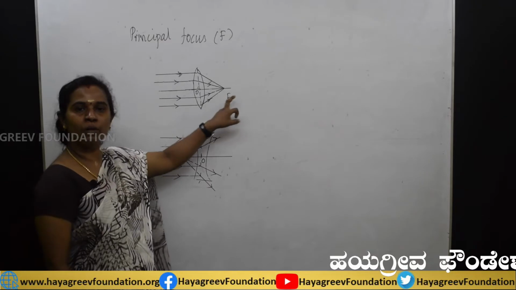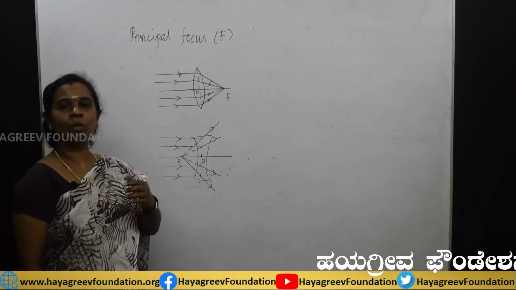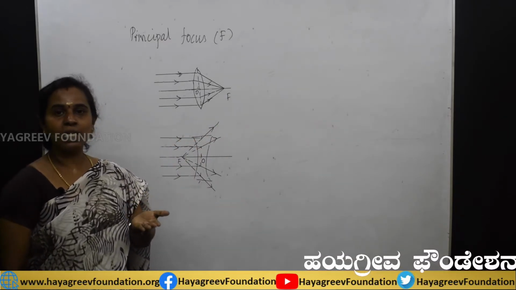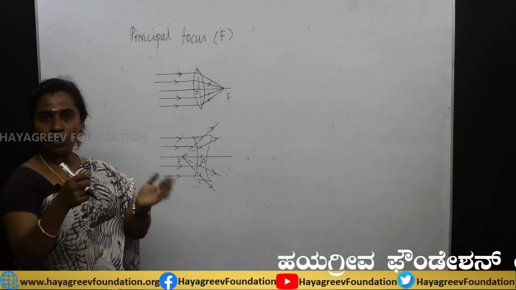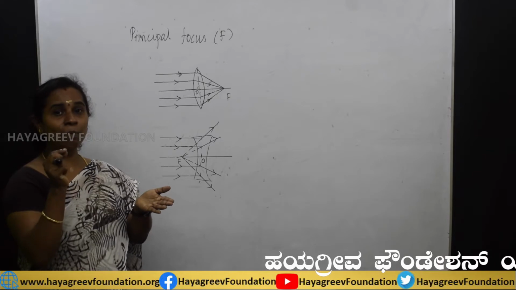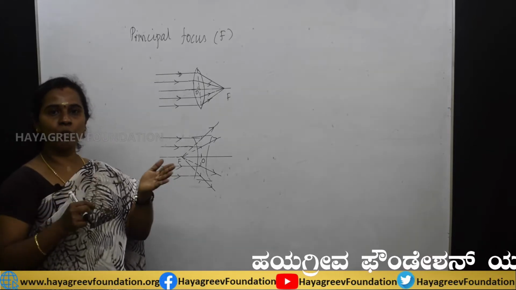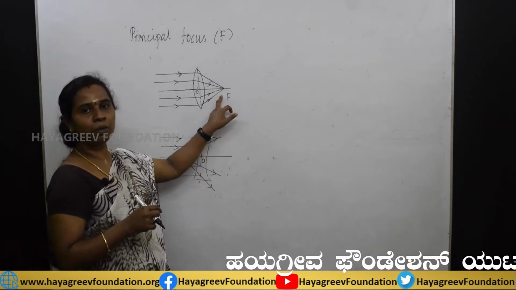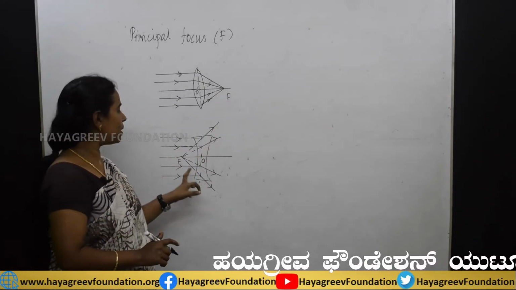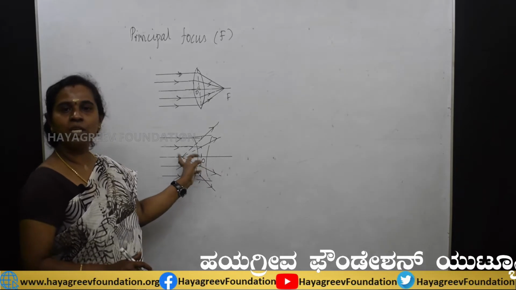The principal focus of a convex lens is always real. Why? Because we will get the image. As I said, in one small experiment we focus the sunlight on a paper and get a bright spot. That we can catch on paper, that is called a real image. So the principal focus of convex is real, the principal focus of concave is virtual.